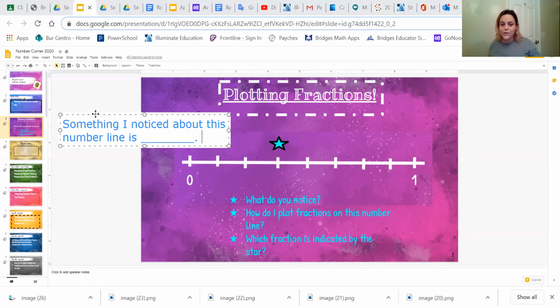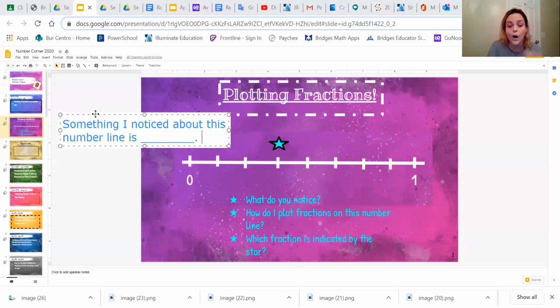So something you might have noticed about this number line is that there's a star on the number line. Something else you might have noticed is that the number line is from 0 to 1, okay? A third thing that you might have noticed is that there's tick marks or little lines in between 0 and 1, but they're missing numbers or they're missing fractions. So if you were like, oh, it's between 0 and 1, that means that we're dealing with not a whole number, but a fraction of a number, right? A fraction of a whole. So we know that we're looking at fractions.